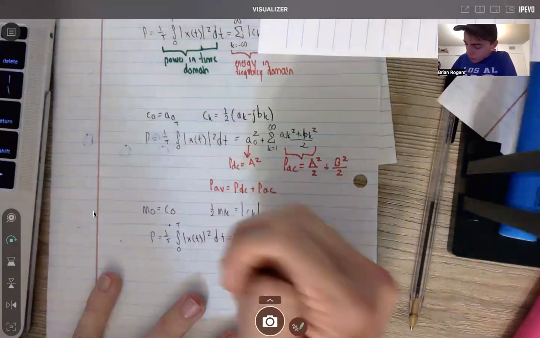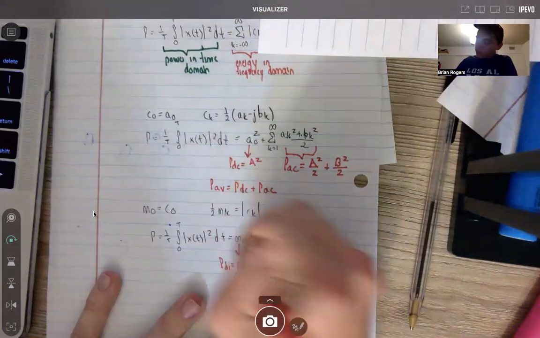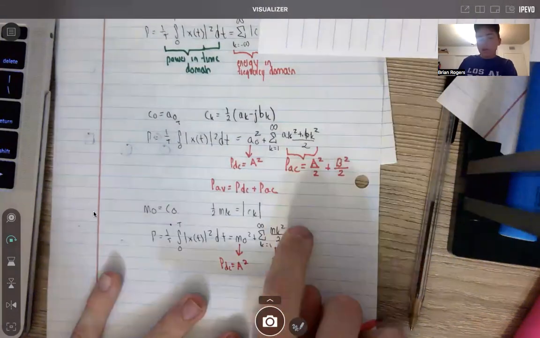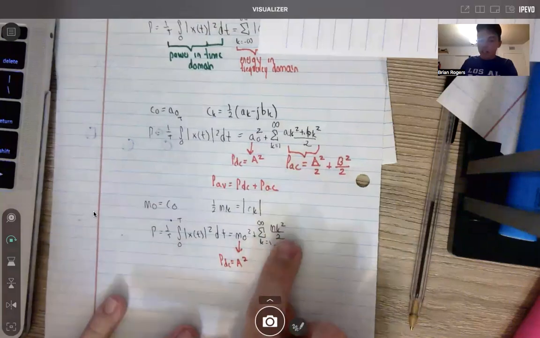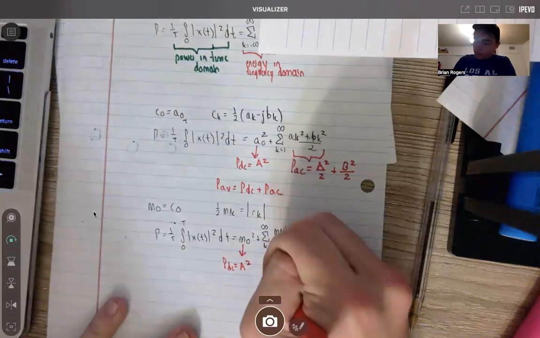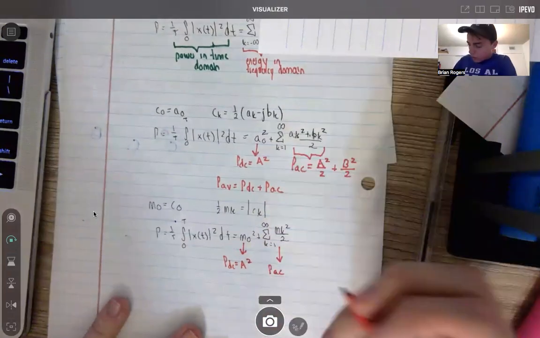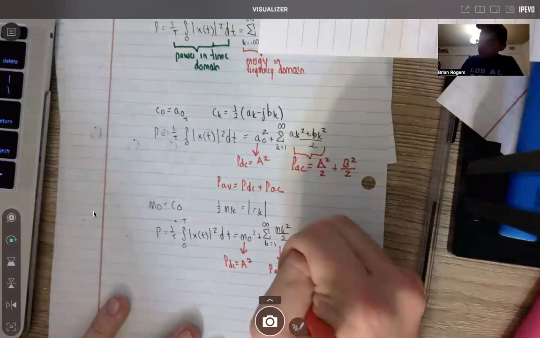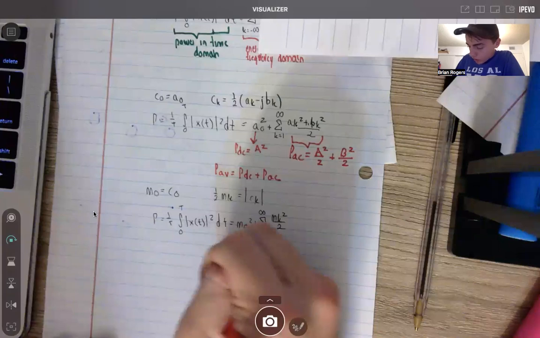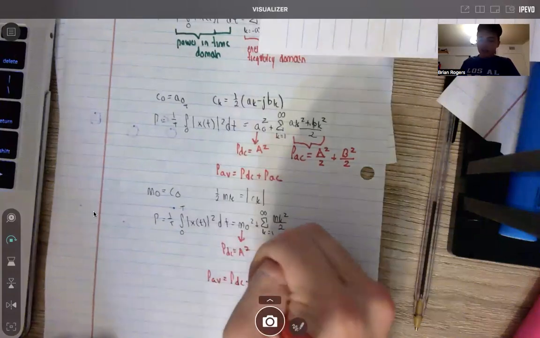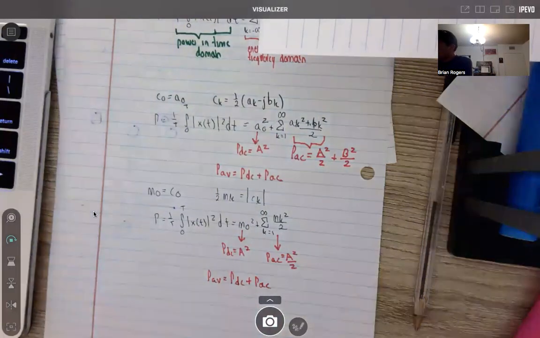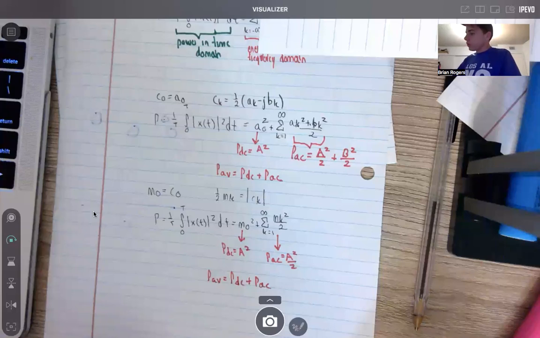Power DC equals A squared. Remember, this is just your constant DC term. Here, this is dealing with the cosine of omega t plus theta. Well, this is your AC power still, because that's dealing with your cosine term, your AC term. That's just A squared all over 2. And it's telling you that the average power is equal to the DC power plus the AC power. Okay, makes sense?